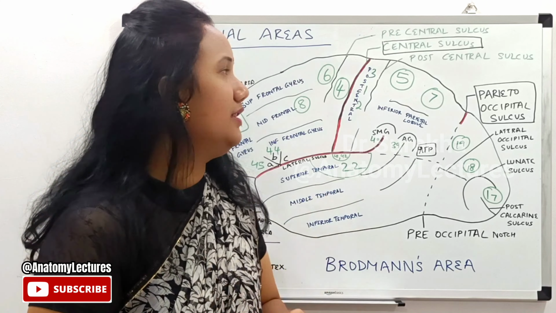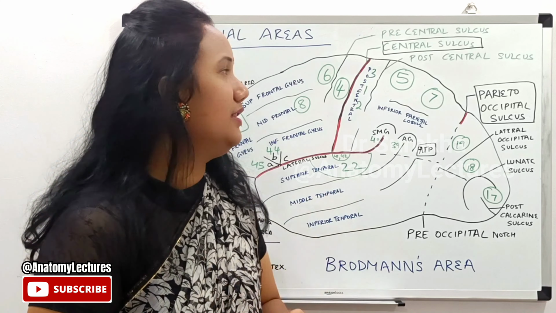So this is given areas number 3, 1, 2. Areas number 3, 1, 2 are referred to as the somatosensory area. All the sensory sensations like pain, touch, temperature will relay in this sensory cortex. Even our taste sensation will relay in this sensory cortex. So that is the primary somatosensory area.